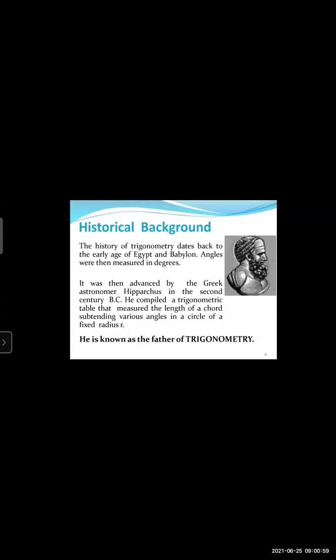So what is the historical background? The history of trigonometry dates back to the early age of Egypt and Babylon. Angles were then measured in degrees. So in the early age in Egypt and Babylon, don't be confused, this is just for our knowledge. It was then advanced by the Greek astronomer Hipparchus in the 2nd century BC.